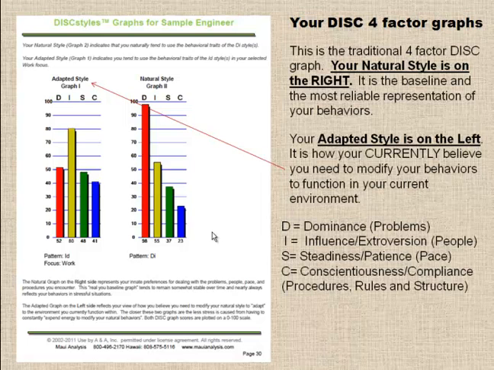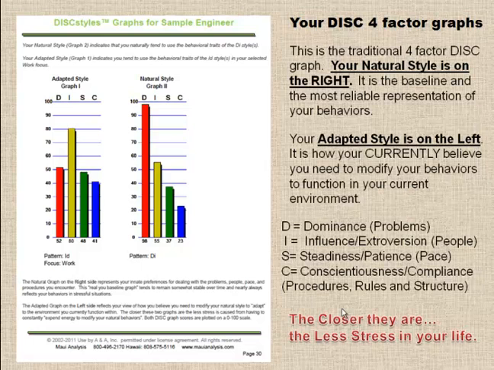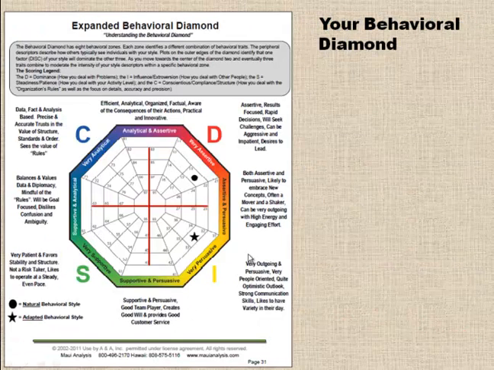A reflection of what's going on in this person's environment. The closer these two graphs are together, the less the stress is in this person's life. The behavioral diamond works exactly the same way. The circle, or the dot, is the natural style, the star is the adapted style.